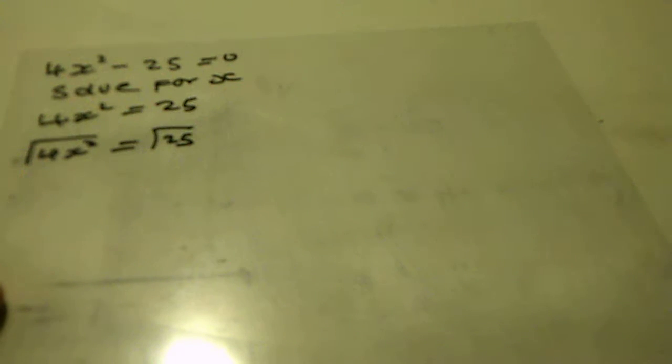So now I can just put the square root: the square root of 4x squared is the same as the square root of 25. The only thing I did here, I just put the square root. Okay, so this is the same as 2x is equal to 5. So x is equal to 5 divided by 2. This is how it's done. It's simple if you do it like this.